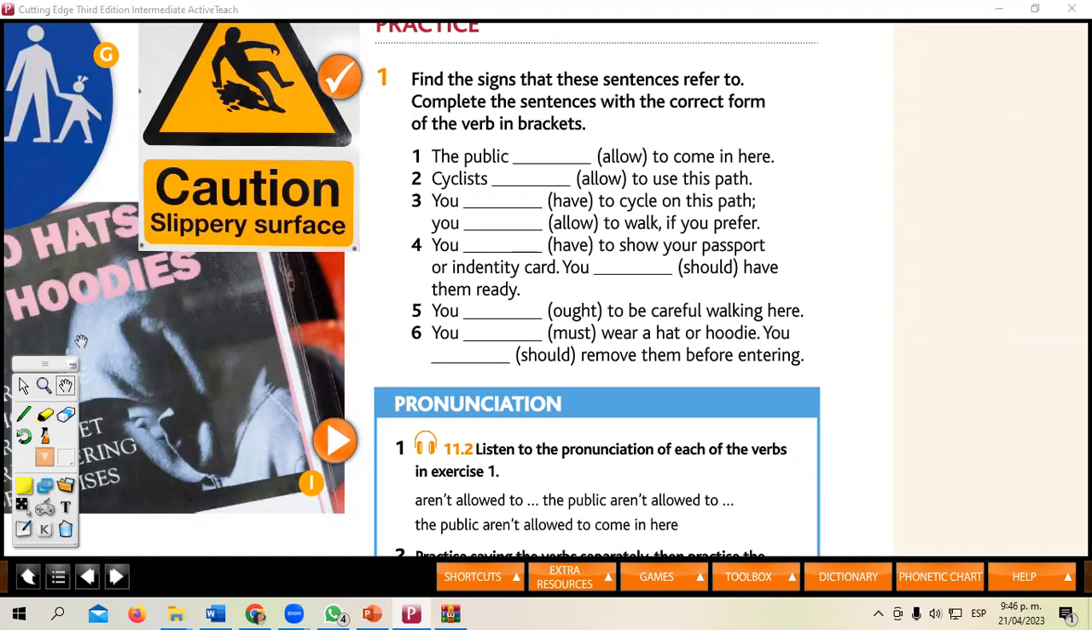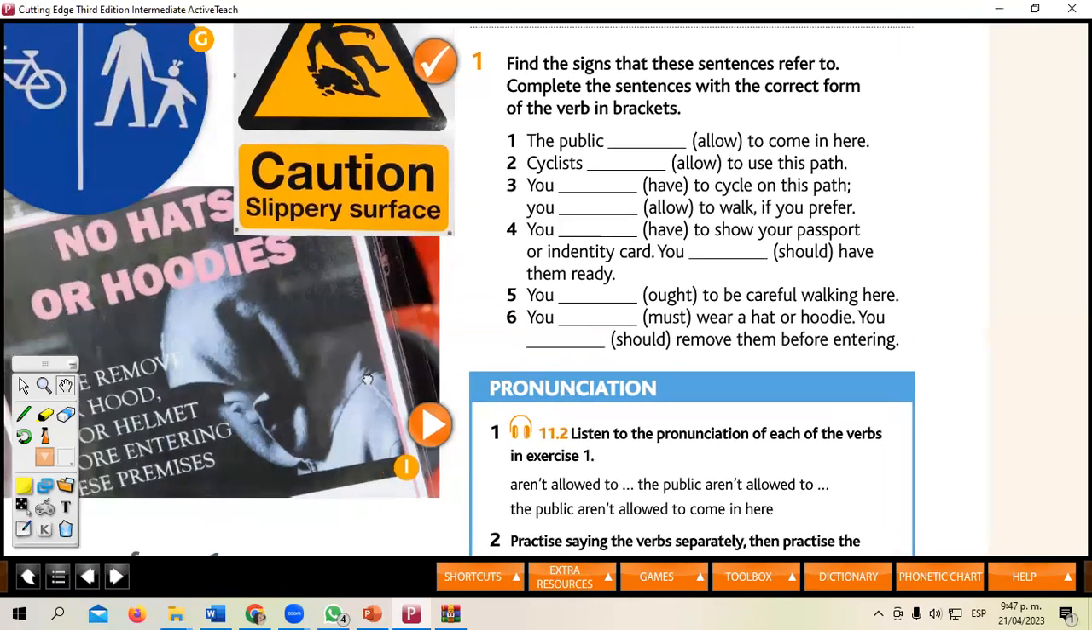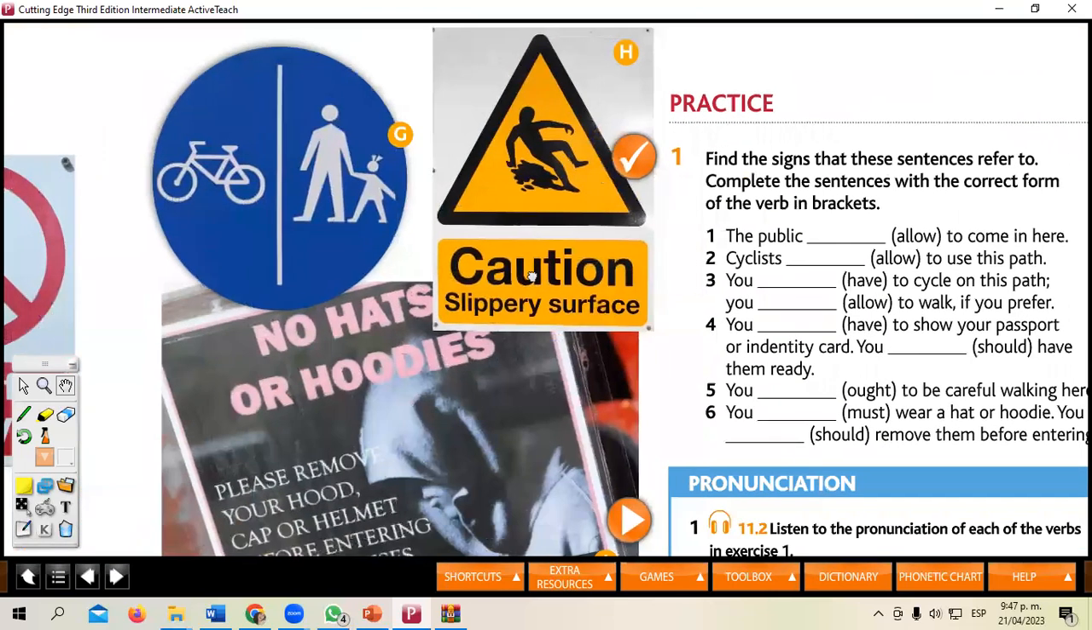Natalia, number 5. Teacher, I don't have that answer. You don't have the answer? Okay, no problem. Let's see, maybe Catherine? Yes, Miss. The last one? No, number 5. You ought to be careful walking here. Yes, you ought to be careful walking here. Is this for picture H.